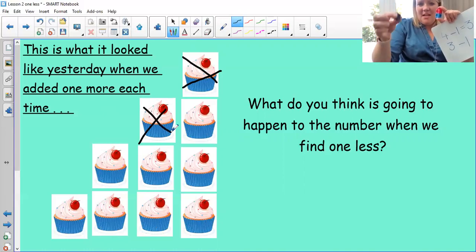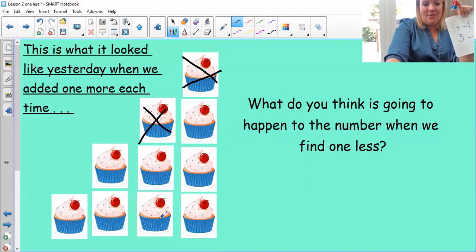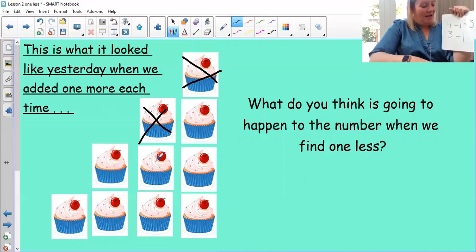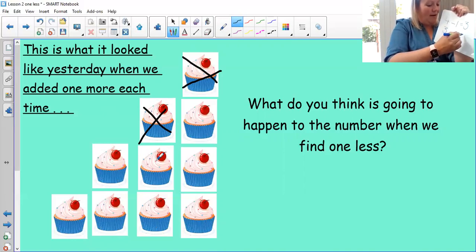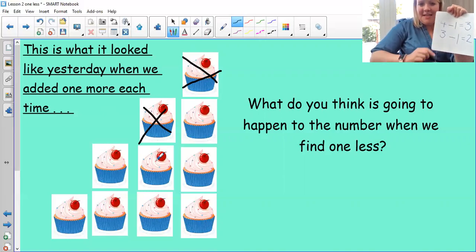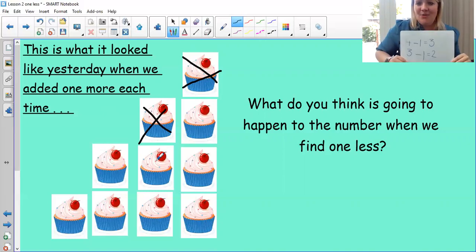3, take away the 1 is 1, 2. Have I got 2 cupcakes left? 1, 2. So 3, take away 1 is 2. 1 less than 3 is 2. Fantastic. What great learning you're doing, guys.